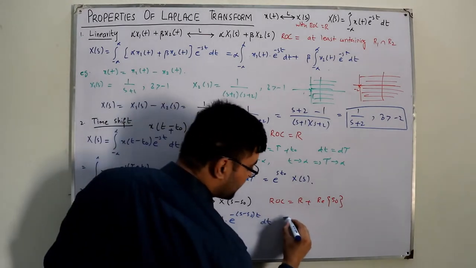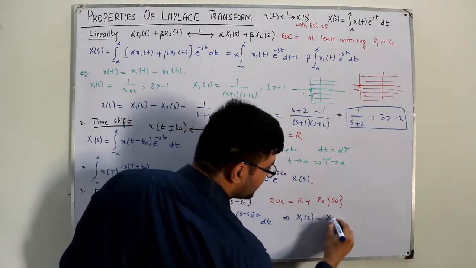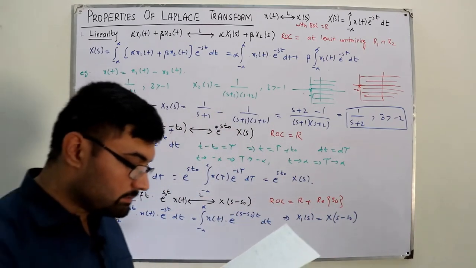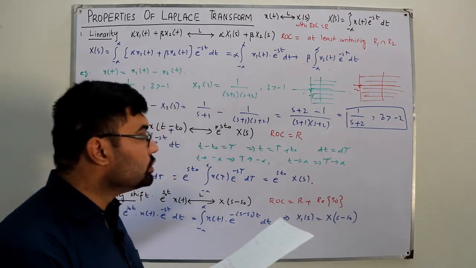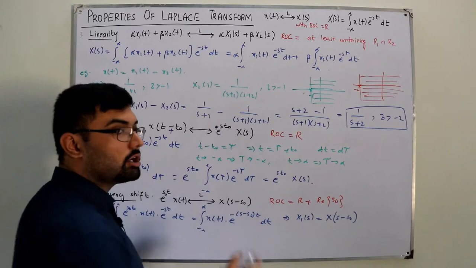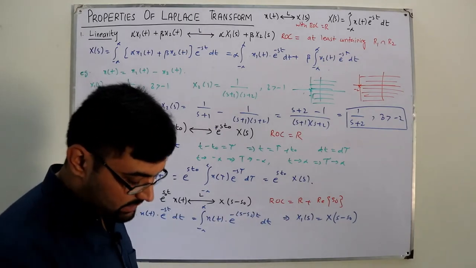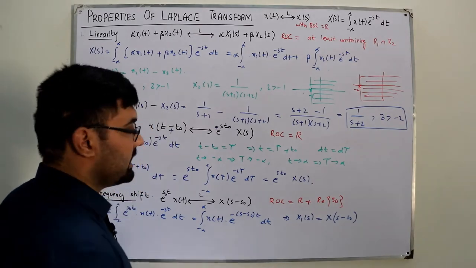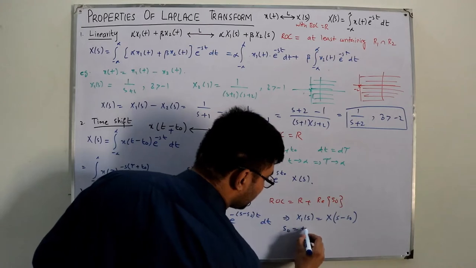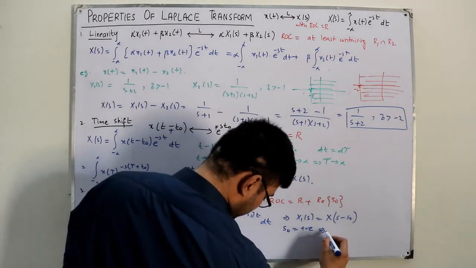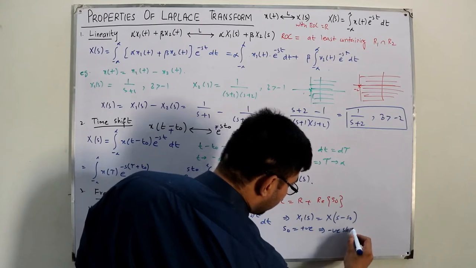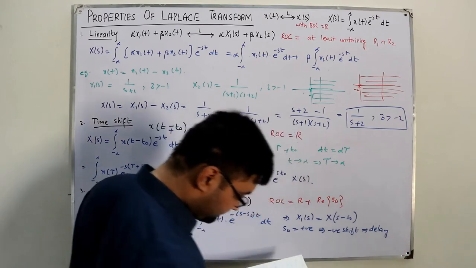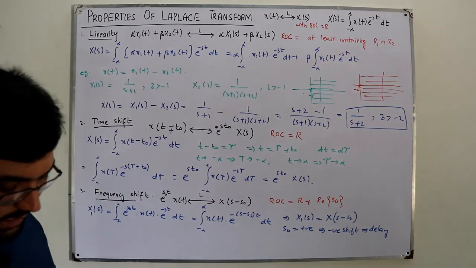So this implies that my x1 of s is the original x of s minus s naught, which means it has been shifted by s naught units. This negative s naught is representing the shift. If s naught is positive, this implies that we have a negative shift, and negative shift means what? Shift toward the right, which means a delay, shift right by s naught, right?